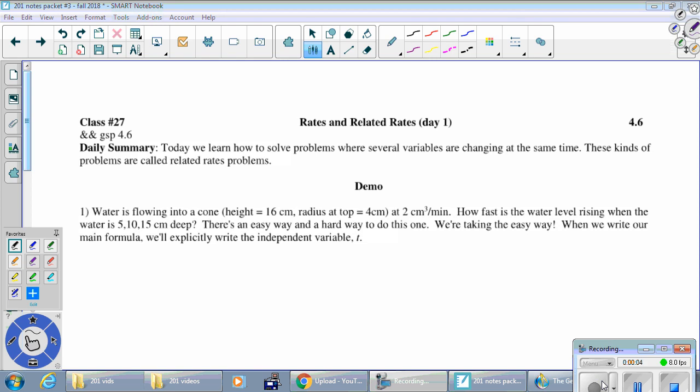Lesson 27 demo. Today we learn how to solve problems where several variables are changing at the same time. These kinds of problems are called related rates problems.